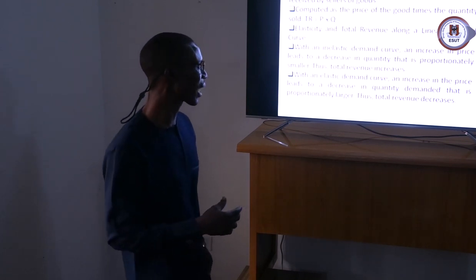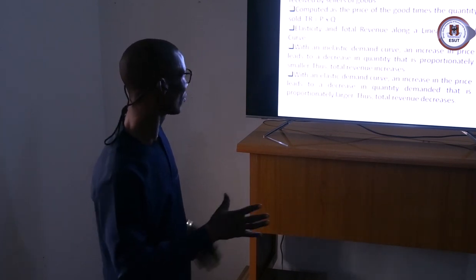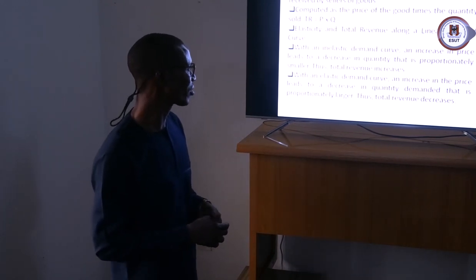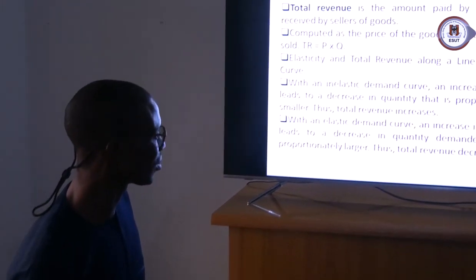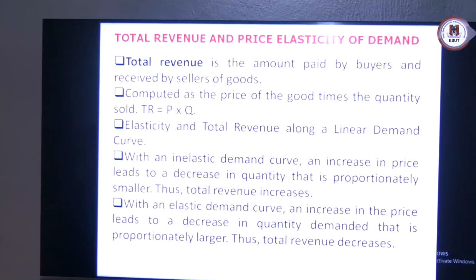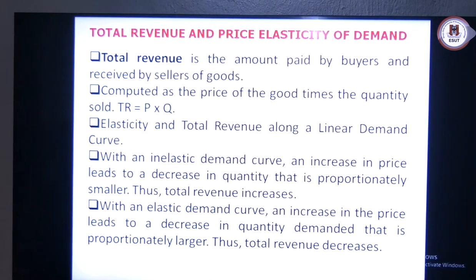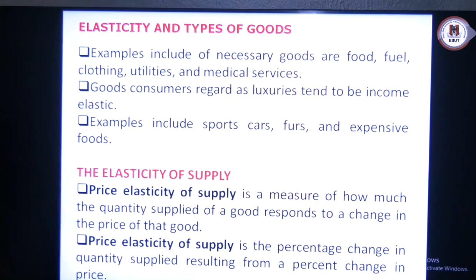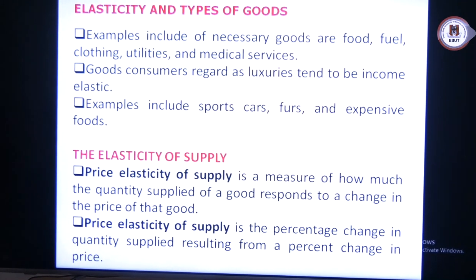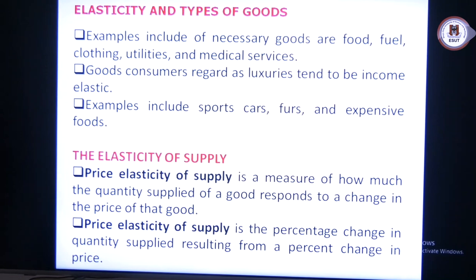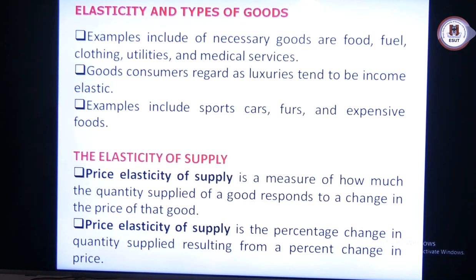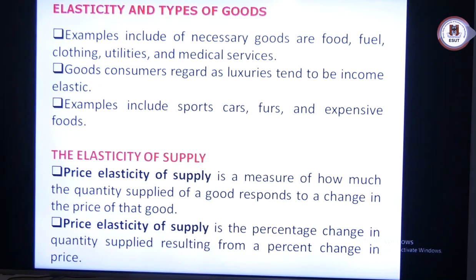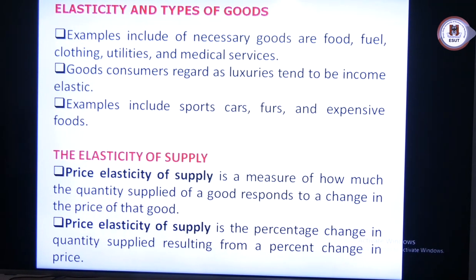So elasticity and total revenue along a linear demand curve try to illustrate this. With an inelastic demand curve, an increase in price leads to a decrease in quantity that is proportionally smaller. Thus, total revenue may increase. Let's go down to elasticity and types of goods. Examples of elasticity and types of goods include the necessary goods. Necessary goods are food, fuel, clothing, utility, medical services.